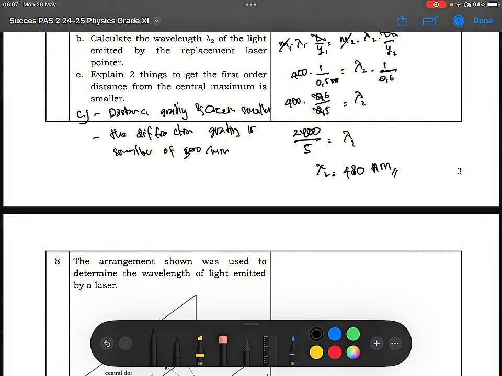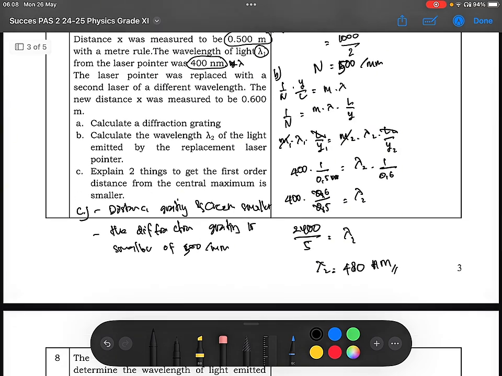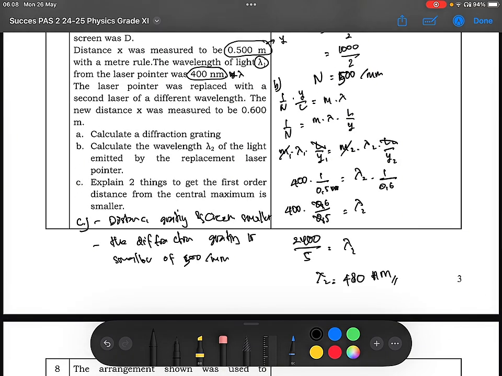The first is the distance grating to screen smaller. The second, you can change the diffraction grating to be smaller too. The first is 500 per millimeter. You can change the grating to be smaller, of 500 per millimeter.